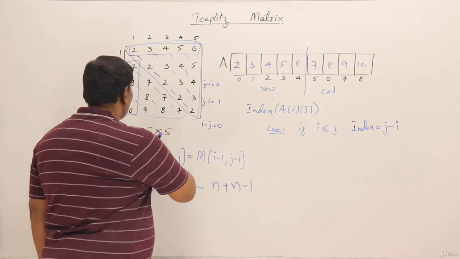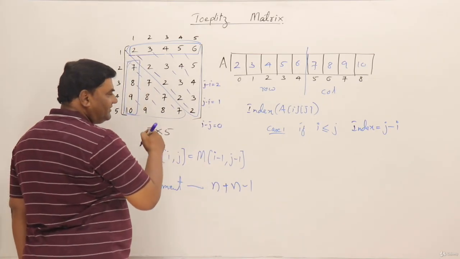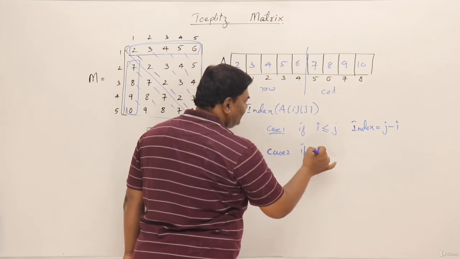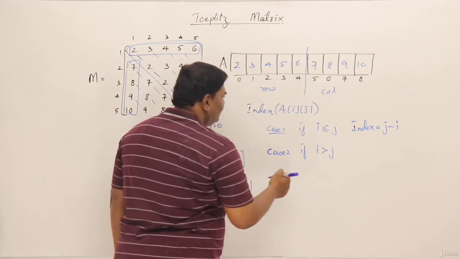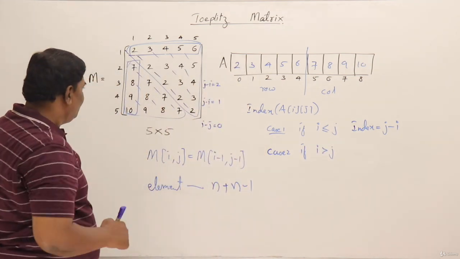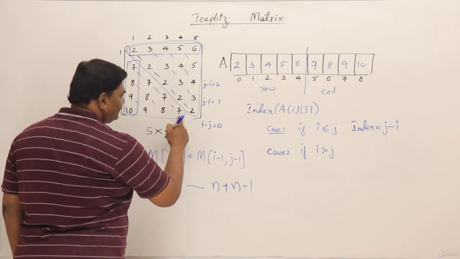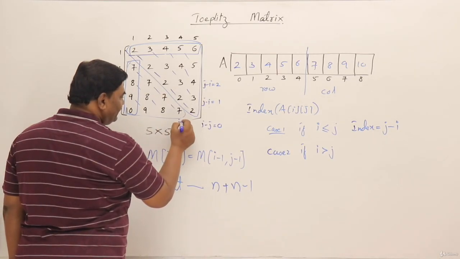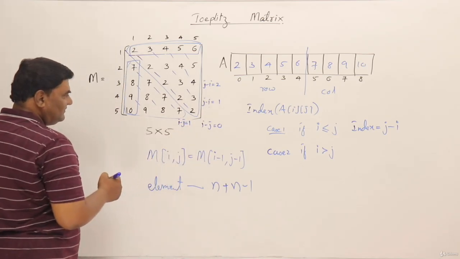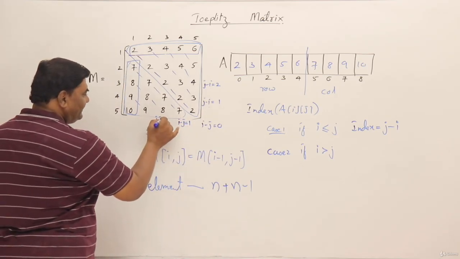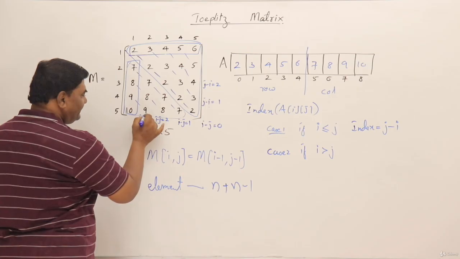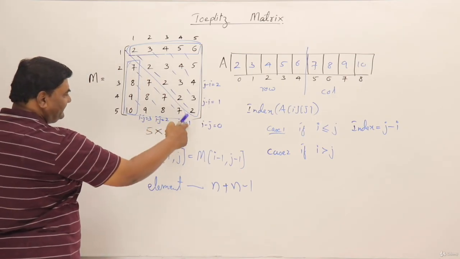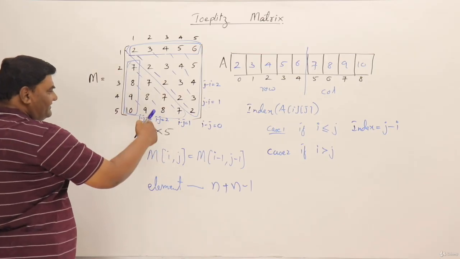Then the second case, what about the elements that are in the lower triangle? So case 2, if i is greater than j. Then if I want this element 7, if I do i minus j, this is 1. And here i minus j is 2, and i minus j is 3. So this is 1 to 3. The elements of this diagonal are 1, this diagonal is 2, this diagonal is 3.